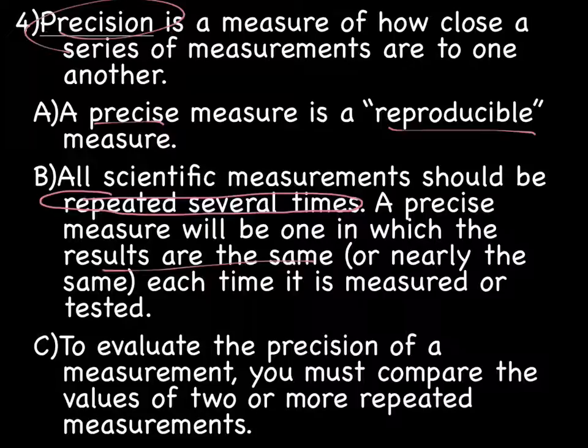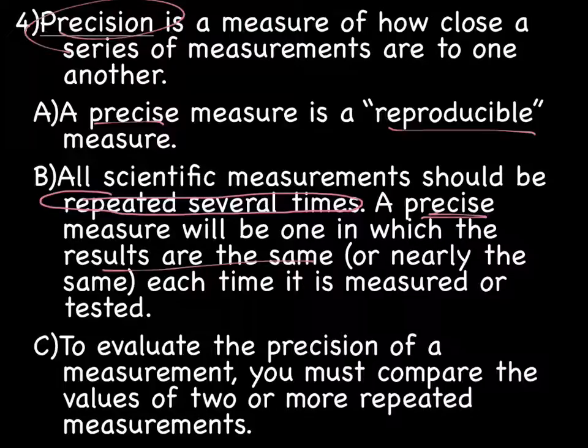Okay, so for example, if I were to weigh something and I put it on the balance and it weighs 3.1 grams. If I weigh it again and it weighs 3.1 grams, and then I weigh it again and it weighs 3.15 grams, and I weigh it again and it weighs 3.09 grams, that is a fairly precise measurement, right? We got a series of measurements, all of which are very close.